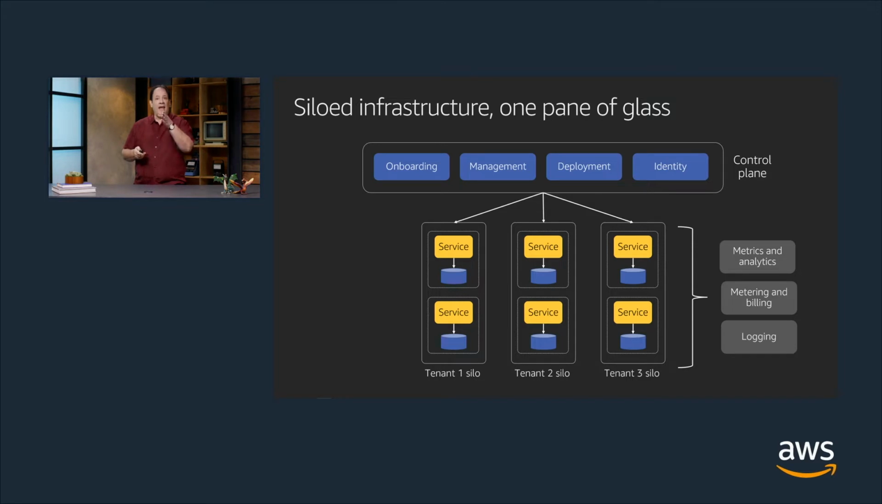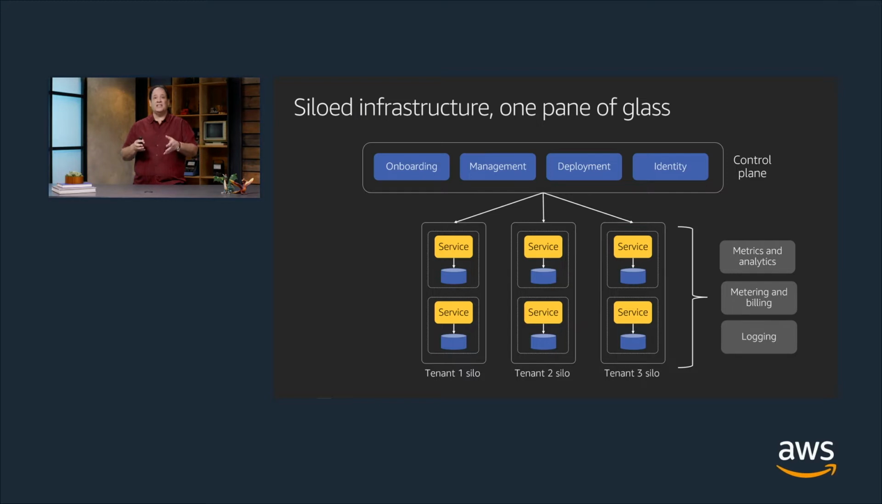Each one of those stacks that are here will be running the same version, will be deployed by the same mechanism. So if you look at the top here, you'll see I've got common deployment. I've got a management plane that lets me see all the tenants through one pane of glass and see what's going on. I have identity that's common to all of this experience. And then on the right hand, you'll see things like metering and logging and metrics and all those bits that are also all unified across all of the tenants.